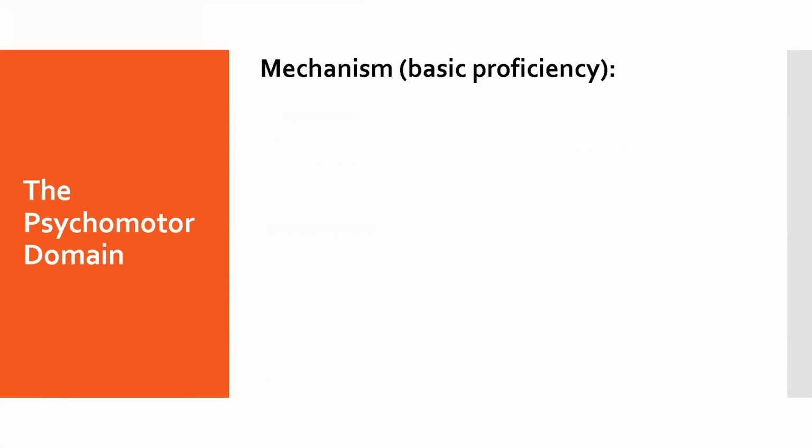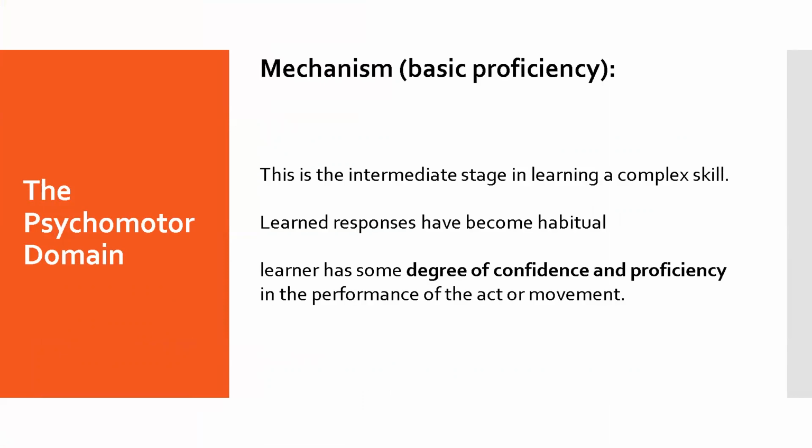Fourth level, mechanism or basic proficiency. This is the intermediate stage in learning a complex skill. This refers to learned responses which have become habitual. The learner has some degree of confidence and proficiency in the performance of the act or movement.